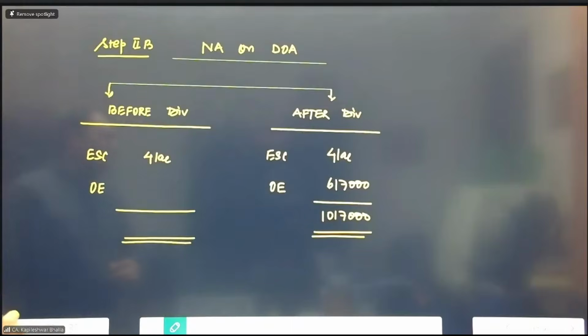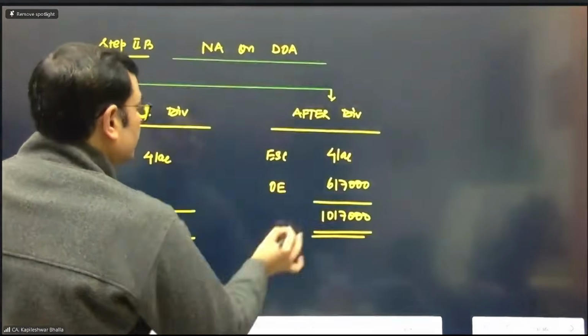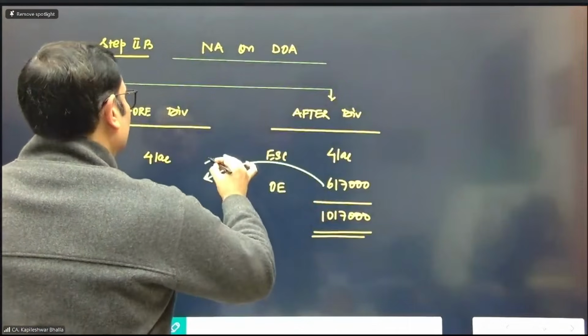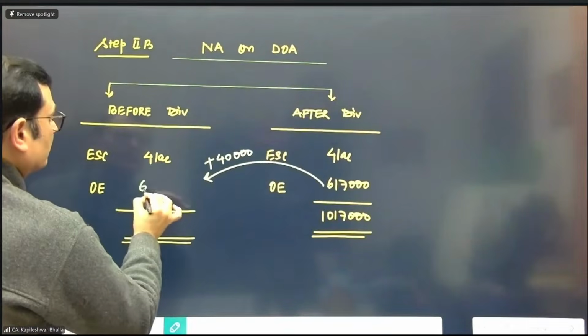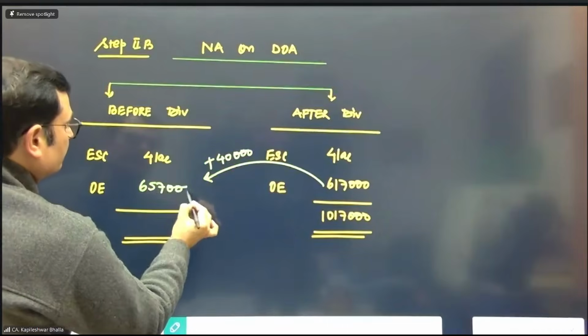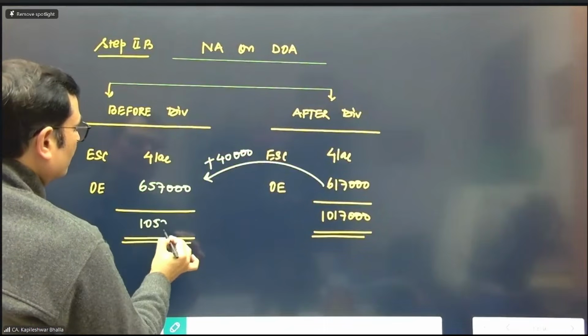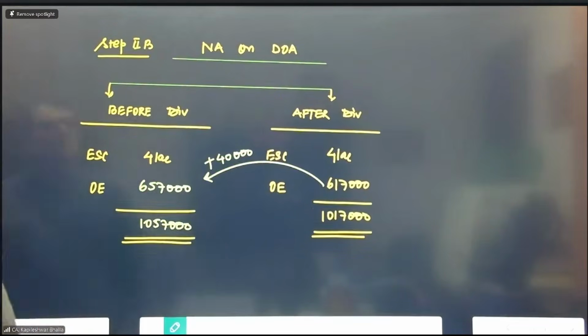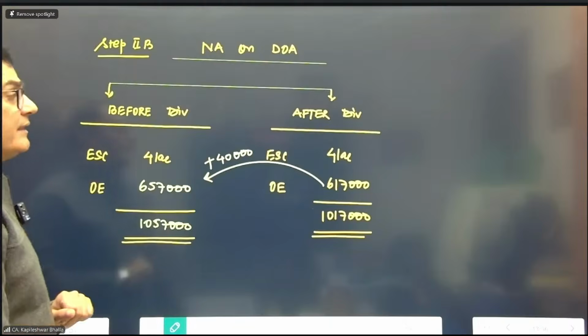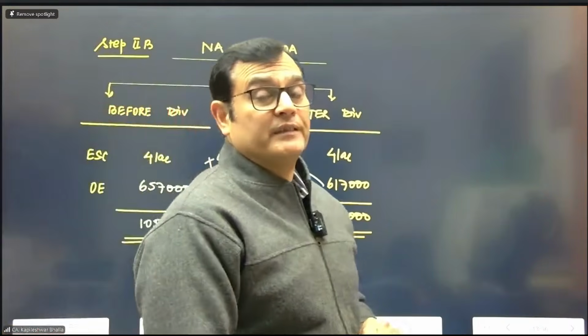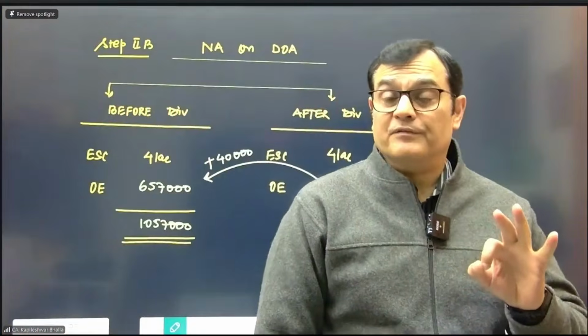I guess we add 40,000 back, correct? So in this case, the dividend paid is 40,000 rupees. Just add back the dividend. That comes to 657. So this is to the extent of 1057. So the moment you calculate step number 2B, your mind needs to be very clear that I need two net assets calculations. One is before dividends and one is after the dividends.